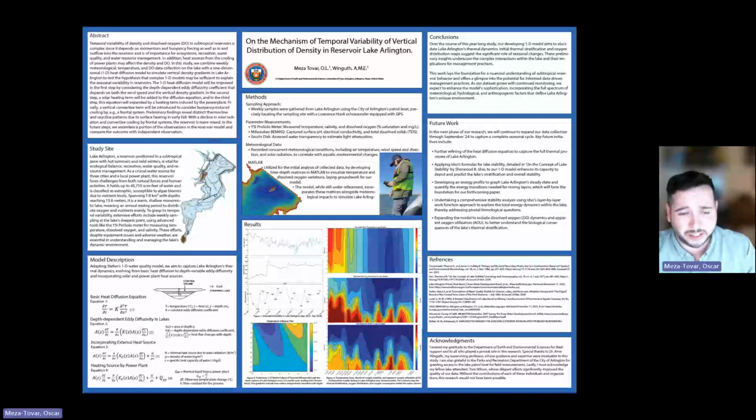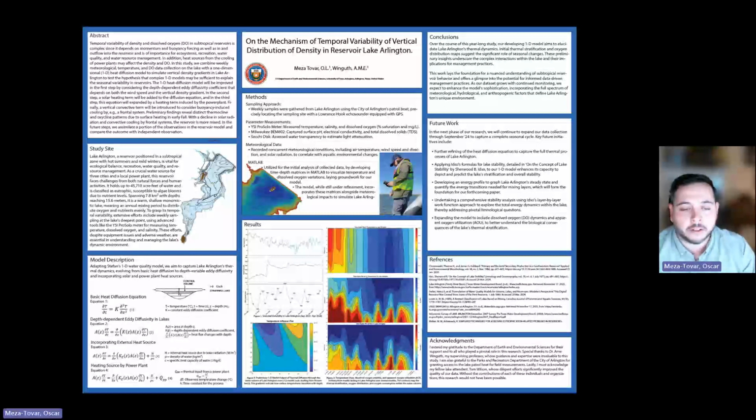Heinz-Steffen's one-dimensional quality model here in my model description. He starts off with a basic heat diffusion equation, which is the partial derivative of temperature over time, and this is equal to K, a constant diffusion coefficient. Next, we make that K a depth-dependent eddy diffusion in lakes. So K is now K of Z, and A of Z is now incorporated, which is the area of Lake Arlington at a certain depth. With that, everything on the right side is now considered the heat flux change with depth.